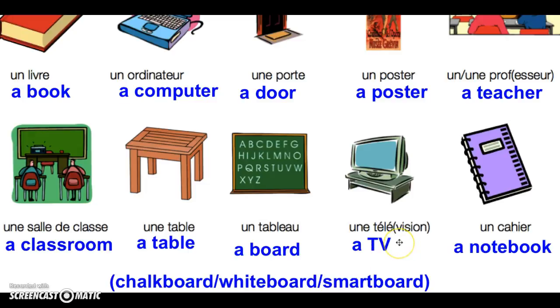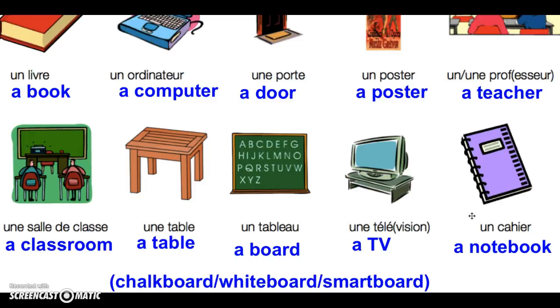And then we've got une télévision, which is the way to say a television, or the abbreviated version, a TV, would be une télé. And then un cahier is our word for notebook. I know pronunciation-wise it doesn't quite look the same. It's literally like saying kai and then ye. So, répétez un cahier.